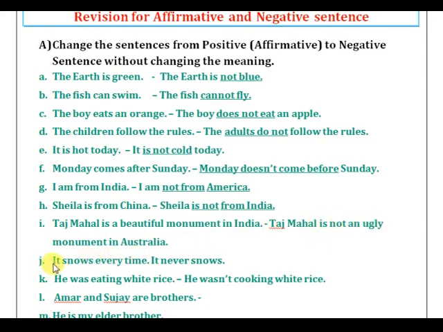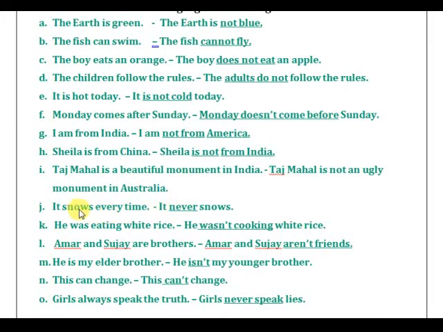The next is it snows every time. So the correct answer to this is it never snows. So words such as no, never, not are all negations. So you could also use some negation words such as never.